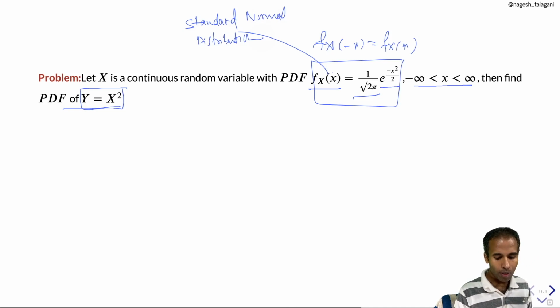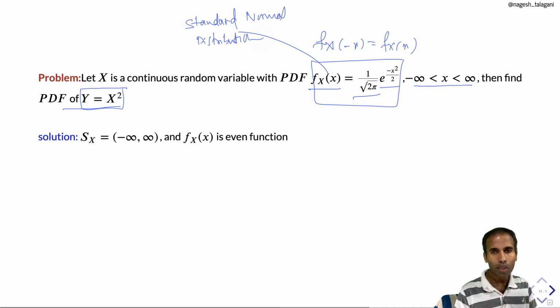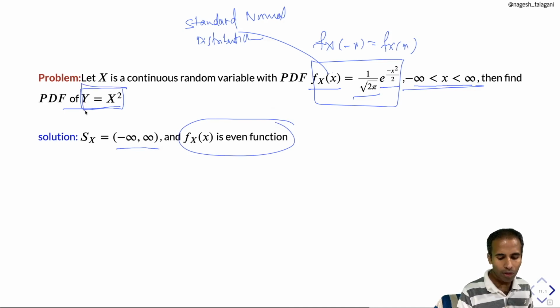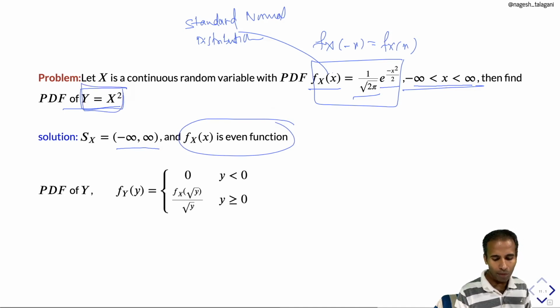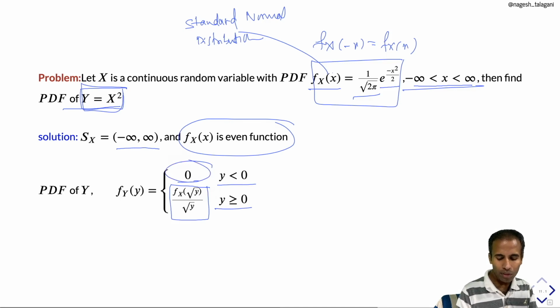Now, here we can see that the support of x is the interval minus infinity to infinity, and we can also see that the PDF is an even function. In that case, for this transformation, the PDF of y is equal to 0 when y is less than 0. For y greater than or equal to 0, we have f_X(root y) by root y. For y less than 0, this is 0 fixed.